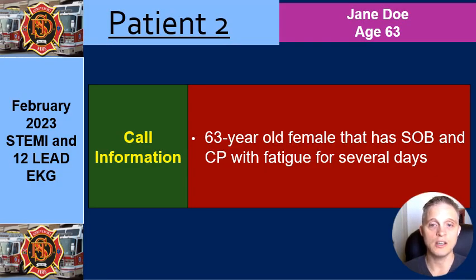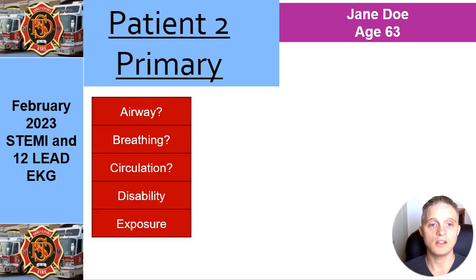So let's go into patient 2, Jane Doe. She's 63. She's having shortness of breath and chest pain with fatigue for several days. Sounds like a general patient. Again, gearing up to what we need to do, your primary survey, less than 45 seconds to a minute. What do you need to do for your airway? Ask their name, look at their breathing, listen to their lung sounds, feel for their pulse, and evaluate if they're having any type of changes in their disability or their neurological status.